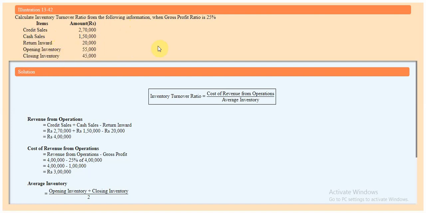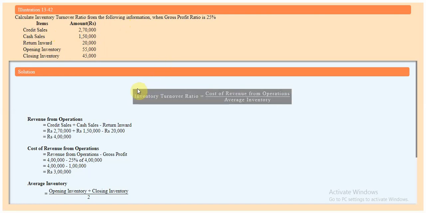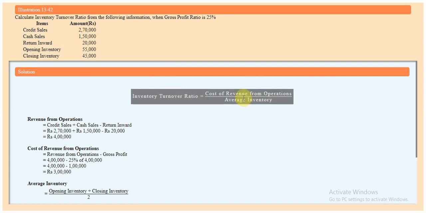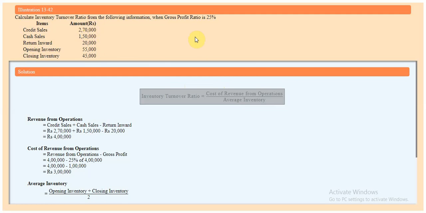Looks like a simple sum. So let's go to the solution. Inventory turnover ratio is what? It is cost of revenue from operations divided by average inventory. So for calculating cost of revenue from operations, what is the detail that is given to us? They have given the credit sales, cash sales, return inward. Friends, what is cost of revenue from operations? We have to first find out revenue from operations, then we have to reduce the gross profit. After that we will have the cost of revenue from operations.